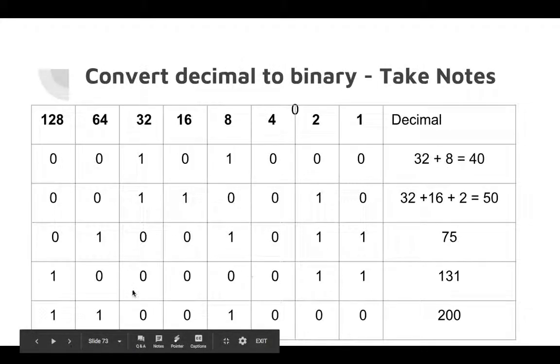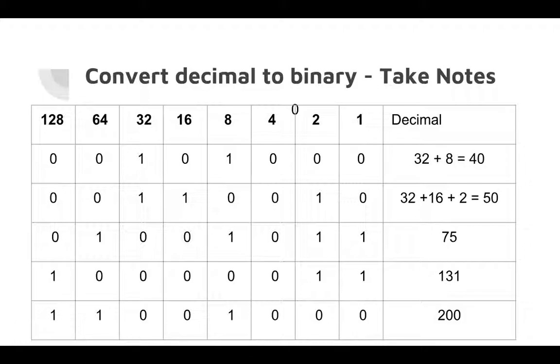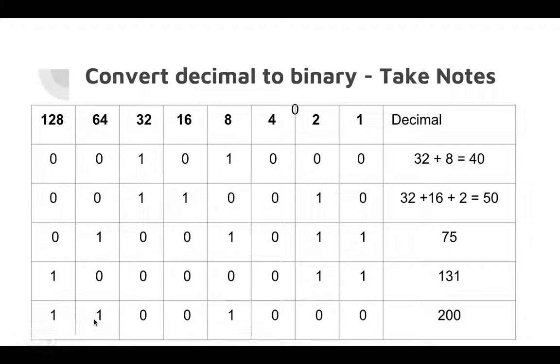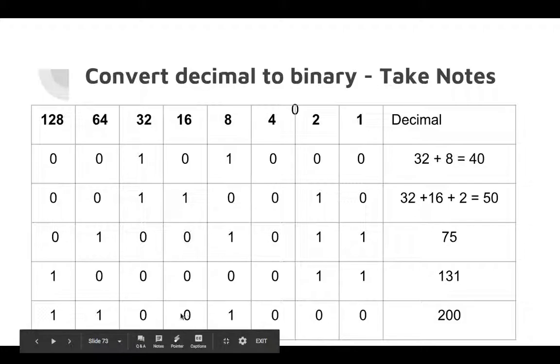And then finally, 200 is another example. I would use 128, then I'd subtract 200 minus 128, and I think that leaves me with 72. And then I would use the 64. After I use the 64, I would say 72 minus 64, and that would be 8. So then I don't need a 32, don't need 16. I'd use the 8, and then I'd have zeros for the rest of them.